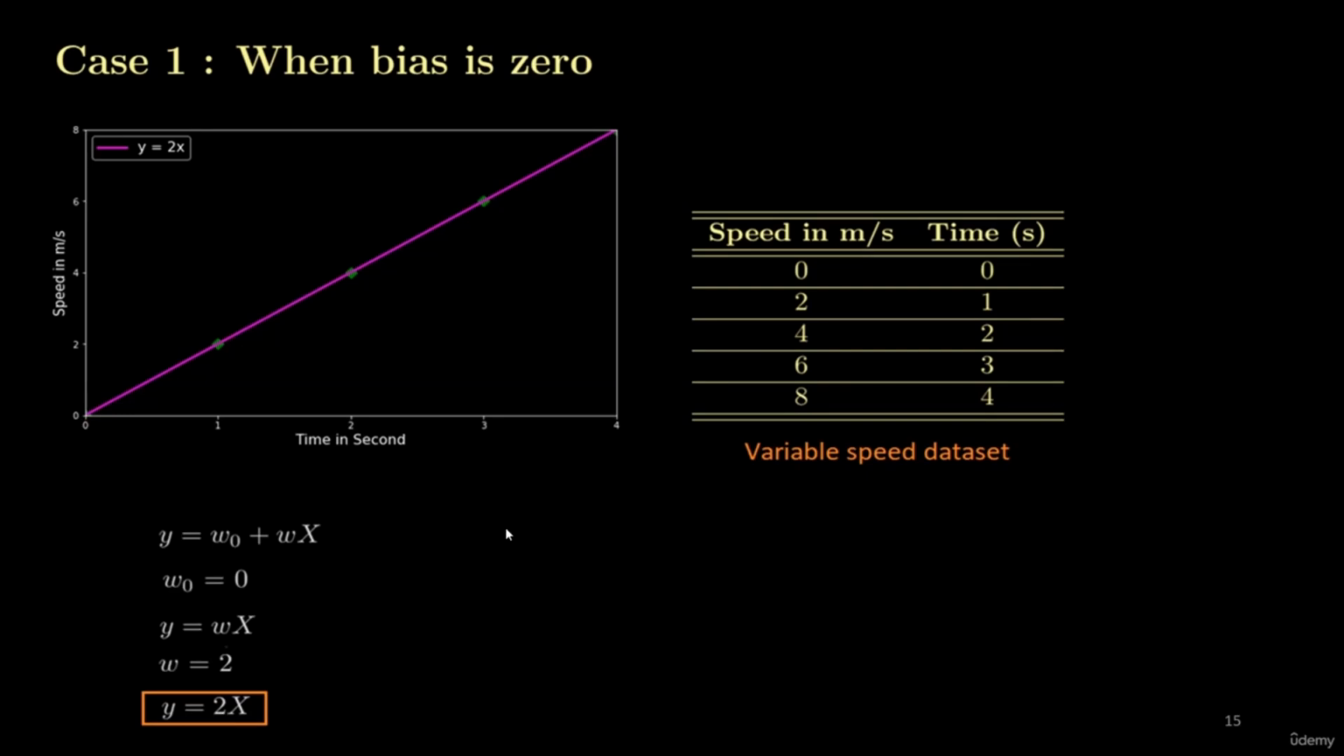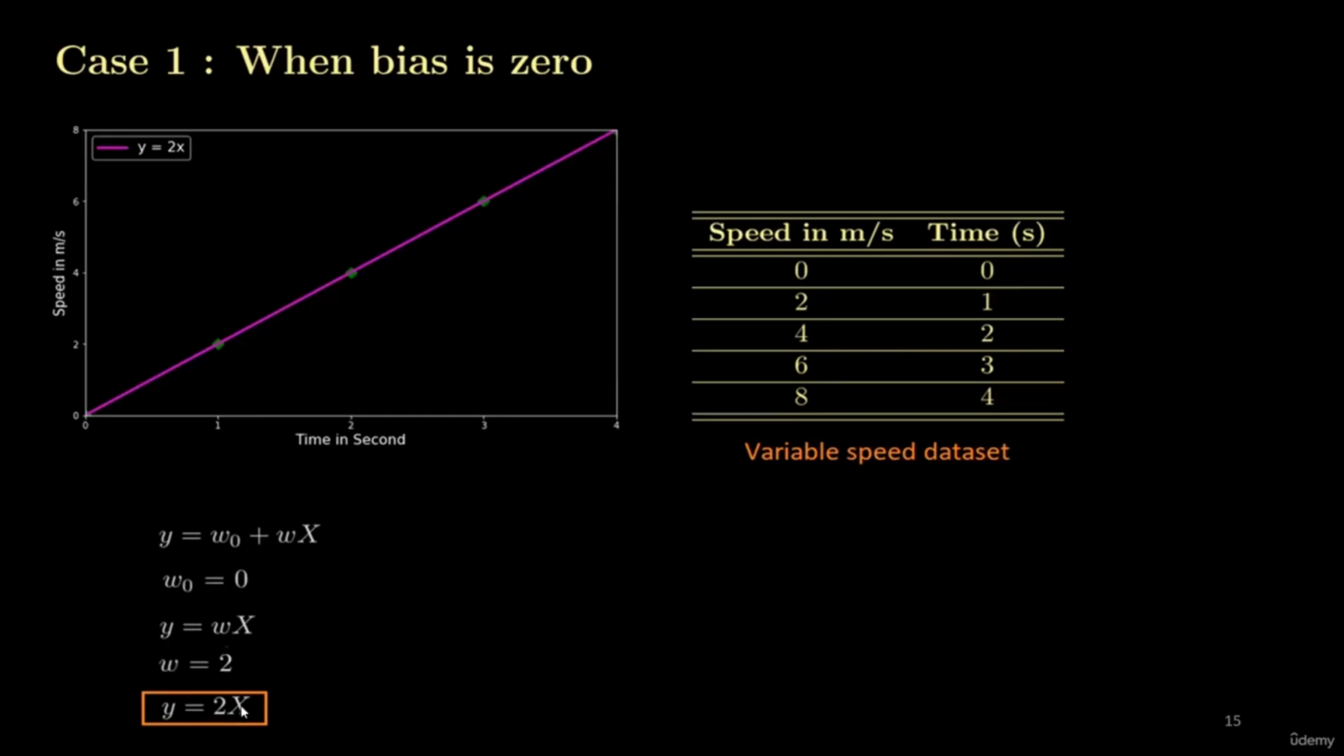So that was the first case about simple linear regression, that if the bias of a data set is 0, then the equation becomes y equals 2x for this particular data set. And here we are able to extract the information about the weight. The value of weight is equal to 2, and the concept of the weight is that it is the quantity which establishes a relationship between y and x.